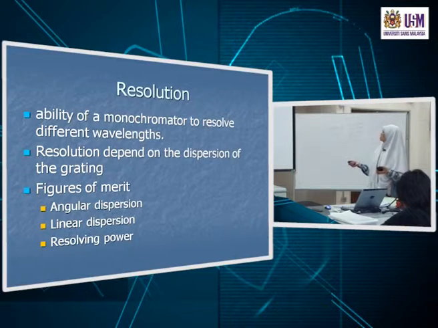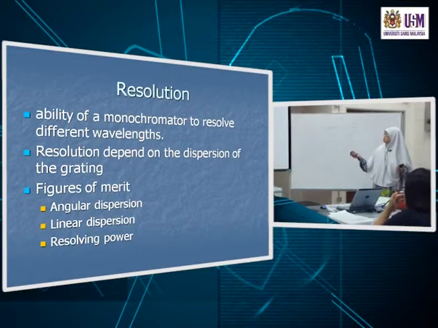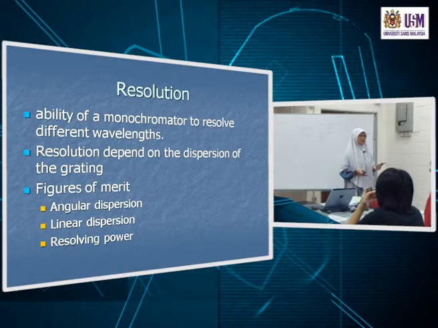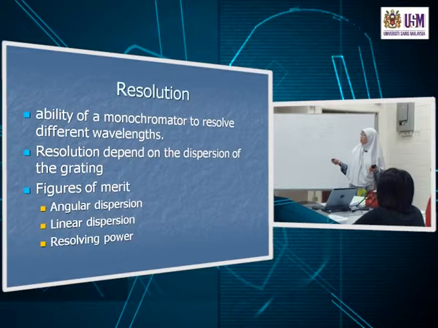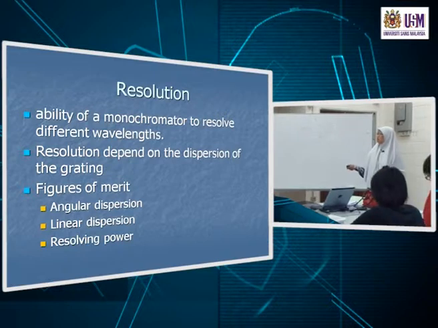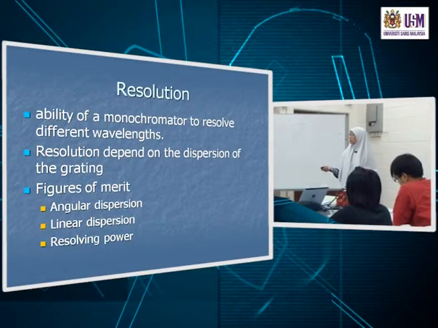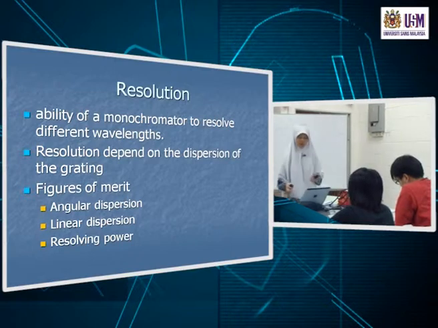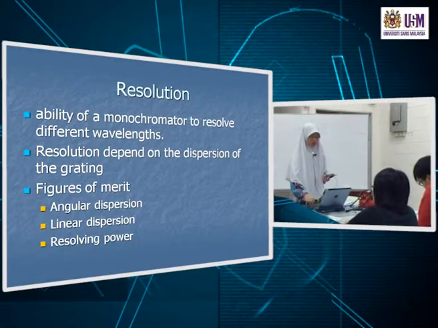And this depends on the grating, the dispersion, how the grating splits up the different wavelengths in different directions. So how well the grating does that will influence the resolution of the monochromator. How do you then judge the resolution? Through the angular dispersion, linear dispersion, and ultimately the resolving power of that monochromator. That's what I told you to read up.